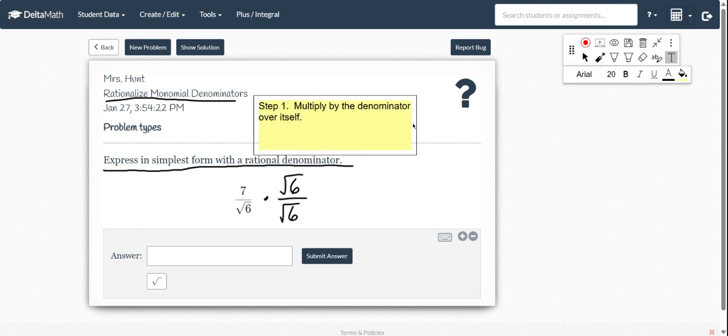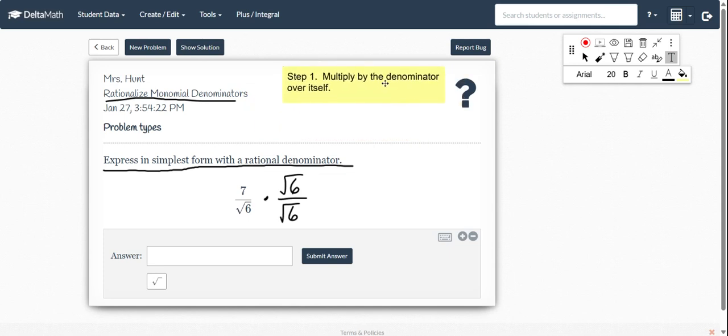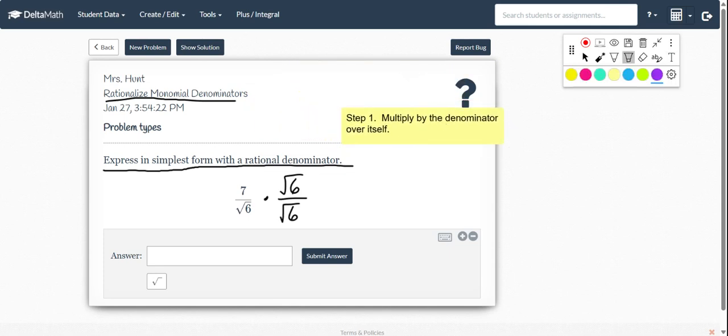Why am I allowed to do that? Well, anything over itself is the number 1. If you don't believe me, type this into Desmos and you will see that it's equivalent to the number 1. So when you multiply by something that is a form of 1, but isn't exactly like the number 1, but its value is 1, you're usually changing the way it looks. So in math, we often manipulate by multiplying by a form of 1.